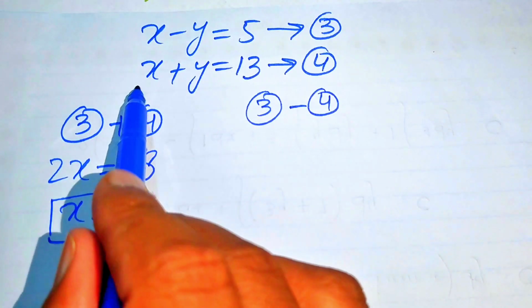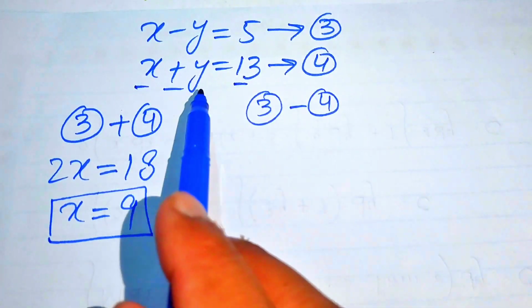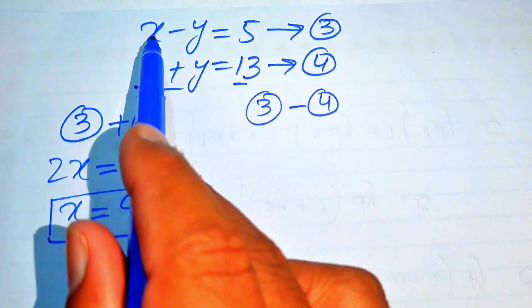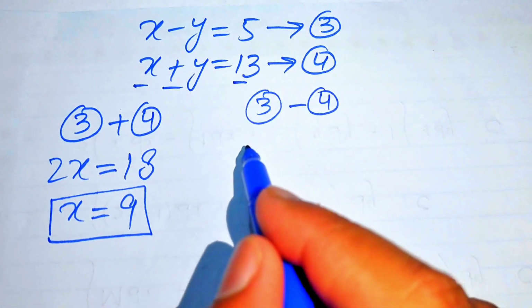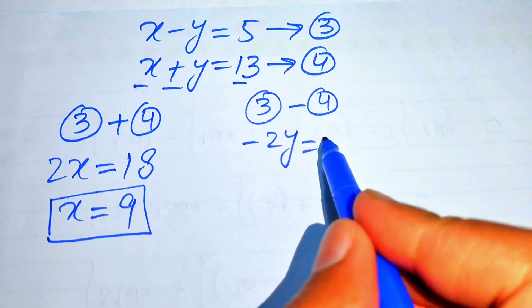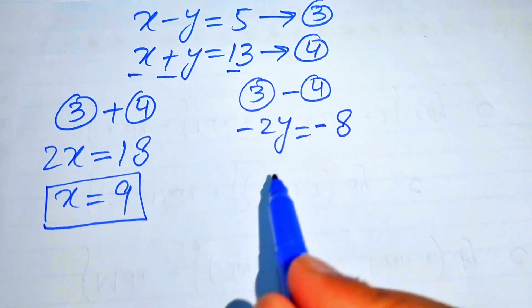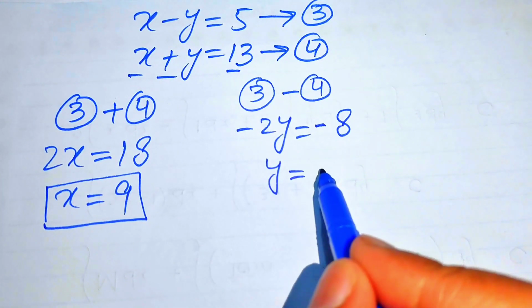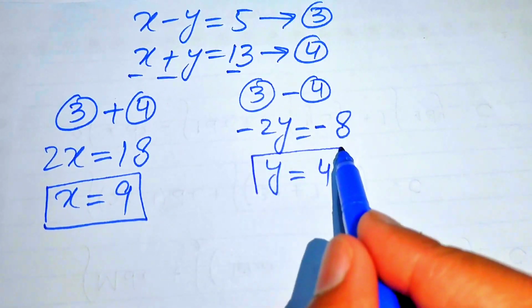And in the parallel case, we subtract equation number 3 and equation number 4. And when you subtract these two equations, then you change the signs and we cancel this x and we get minus y, and minus y is minus 2y, and 5 minus 13 equals to minus 8. So here we get the value of y equals to 4.